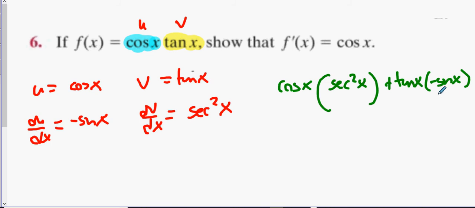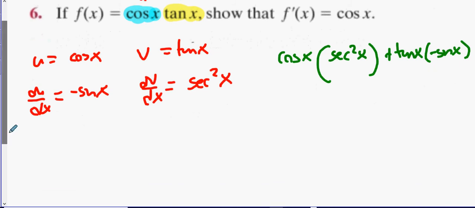Oof, interesting. This is not easy. I did it the really easy way. Okay, have I made a mistake yet? Instead of putting the sec squared x, you put sin x over cos x. Straight away. And differentiate, that's much easier. That's so much easier. Fair play to you.